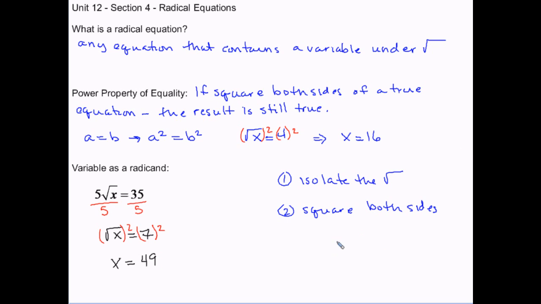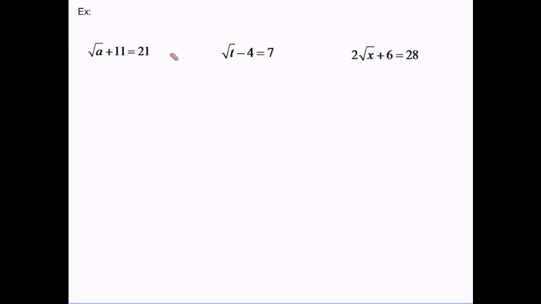Now, should I end up with something like this, I can't have a negative, so, oh, that's not true. Darn it. I'm lying. Please forgive me. Can't have a negative under the square root. Other than that, everything's fine.